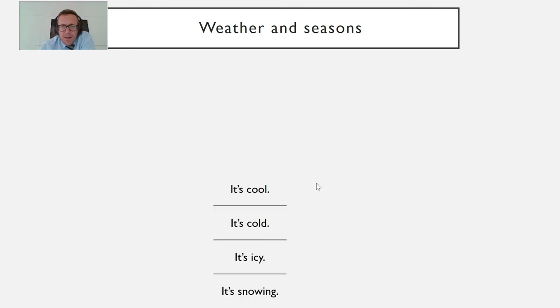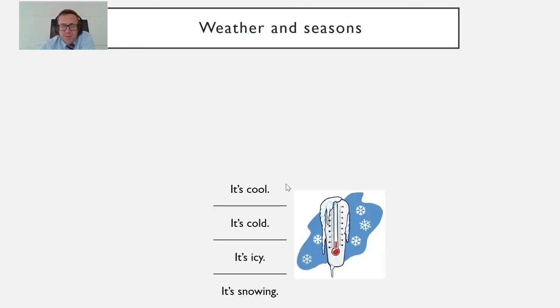Then we have cold ones. It's cool, it's cold, it's icy, it's snowing. So cool is a little less than cold. Icy is when you have ice, so it goes below zero, and snowing is when the rain falls, a bit like ice.